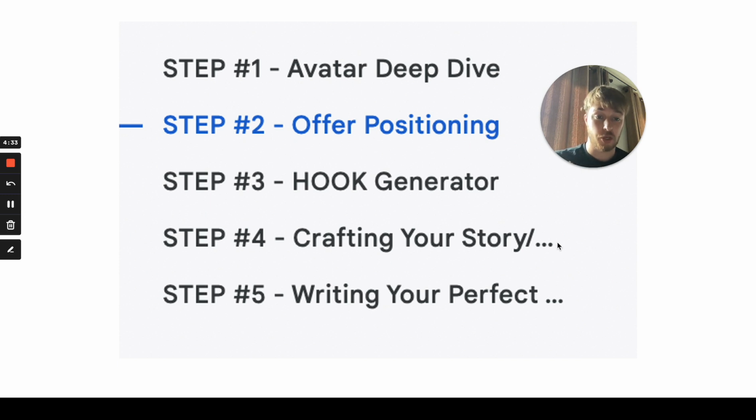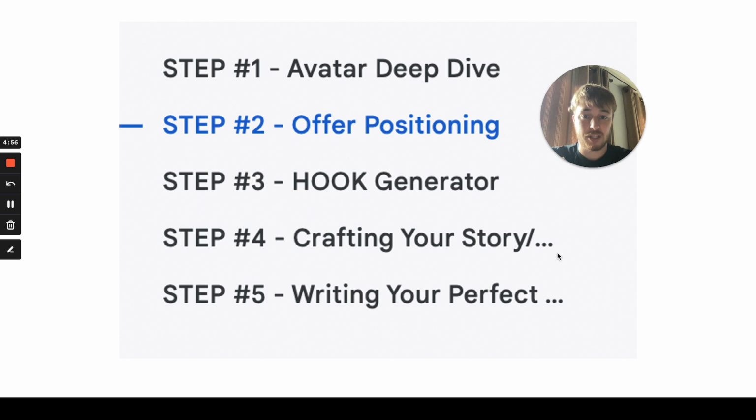Step 3 is the hook generator. I'm showing you personally, one-on-one, how to generate hooks that convert. Step 4, crafting your story, emotional story ads, emotional copywriting, right? Very, very important on the pre-sale page. And step 5, writing your perfect ad, for example, a Google ad.